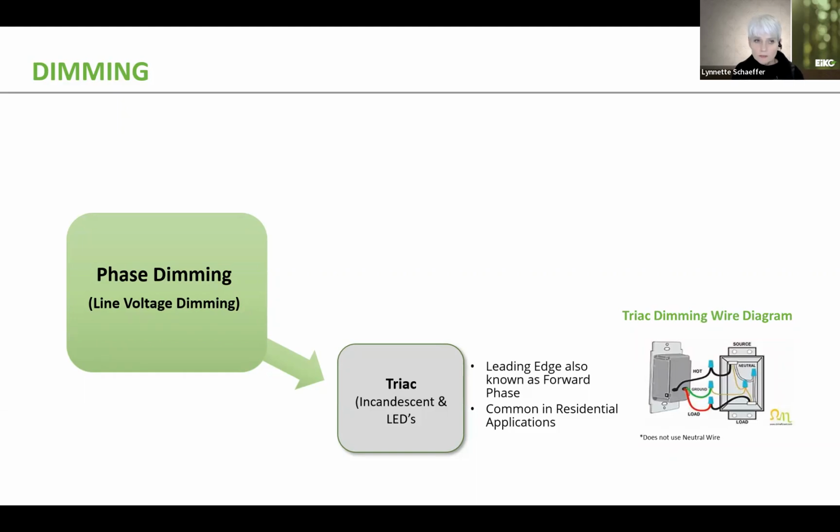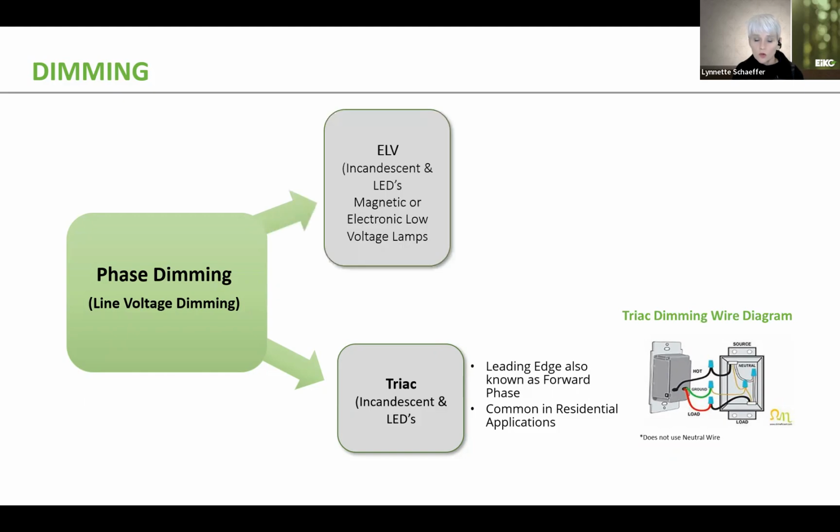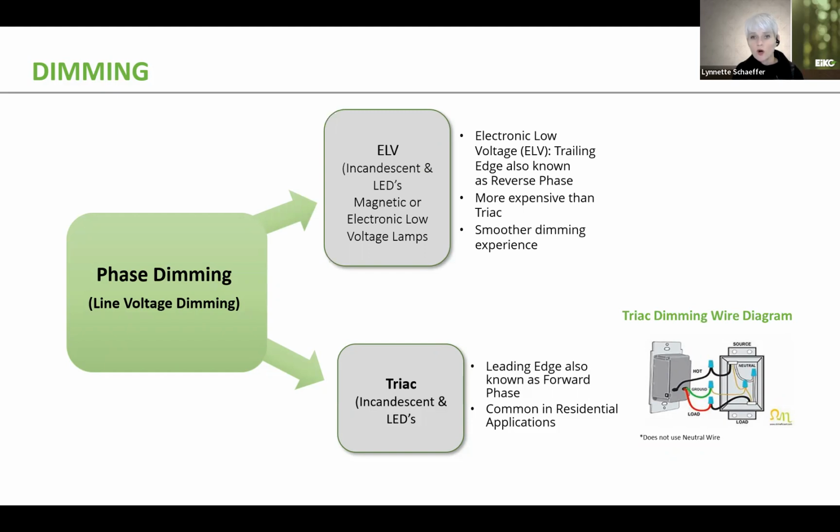Also part of phase dimming, there is something referred to as electronic low voltage, ELV is what we usually refer to this. And it's used to control low voltage transformers and are known as trailing edge or reverse phase. They are more common in commercial applications. There's no doubt about it.